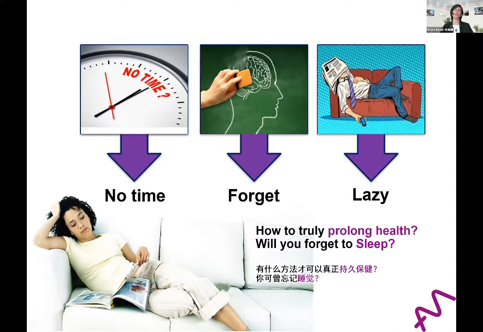The intention of this slide is to impress upon them that no matter how busy you are, how forgetful you are, how lazy you are, you will end up sleeping every day. Okay, so this is the intention of the slide.